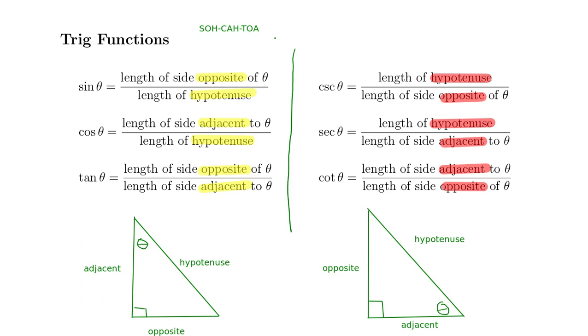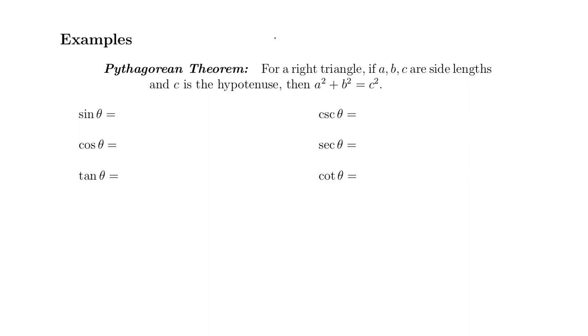So let's just take a look at an example real quick. The Pythagorean theorem, just as a little recap, says that for a right angle triangle, if A, B, and C are the side lengths and C is the hypotenuse, A squared plus B squared equals C squared. This is the main thing for the Pythagorean theorem. So let's go ahead and just draw up a triangle. I'll just make one up. Let's say here's our right triangle.